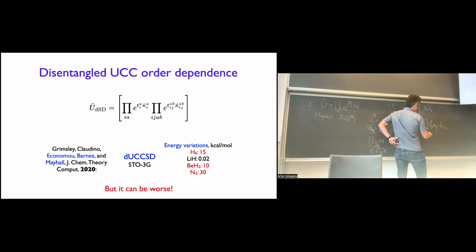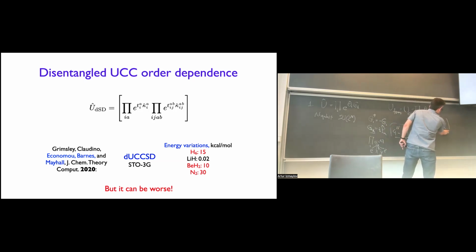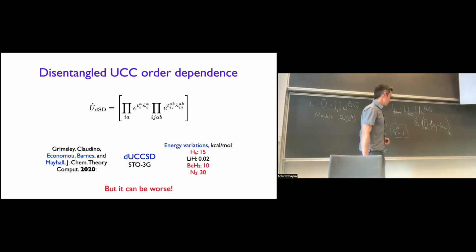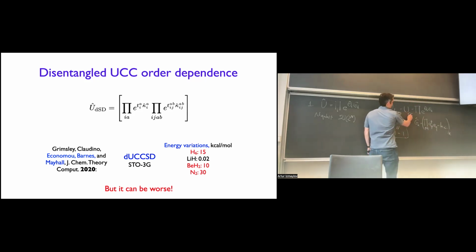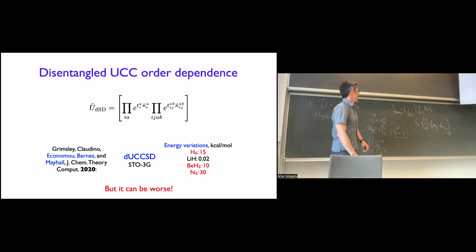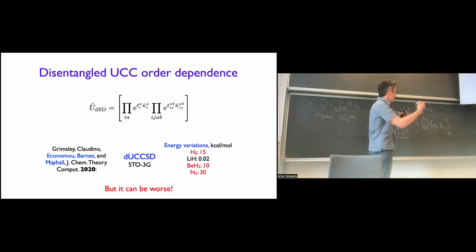So we could have multiple products like this, and these will be our generators essentially, right? And so if there is only a single product, then it's single excitations, then if two products are involved, doubles and so on and so forth, right? So this is the disentangled UCC sort of hierarchy of unitaries.